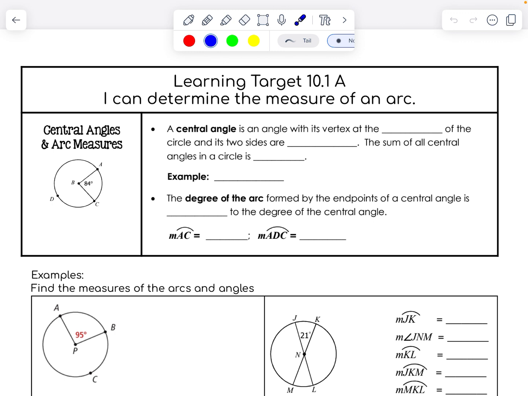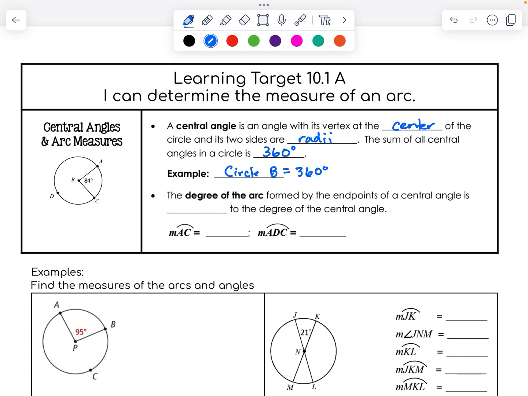talked about. A central angle, remember, is an angle with its vertex at the center of the circle, and its two sides are radii. The sum of all central angles is 360 degrees. So the whole circle is 360 degrees. Okay, so circle B equals 360 degrees. And if you really want to think about this, that central angle there is 84. Okay, and so then you would find the whole distance around.